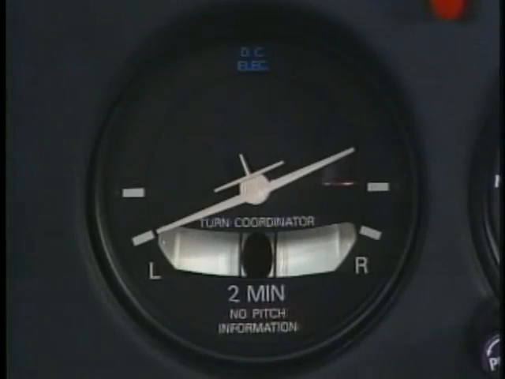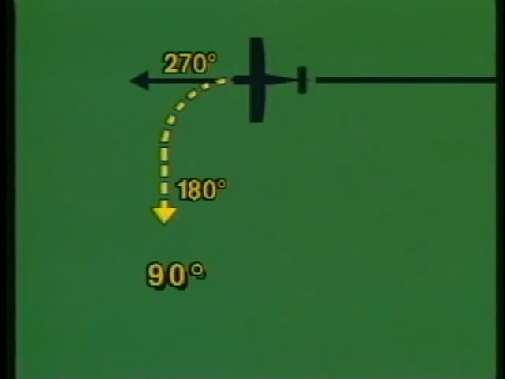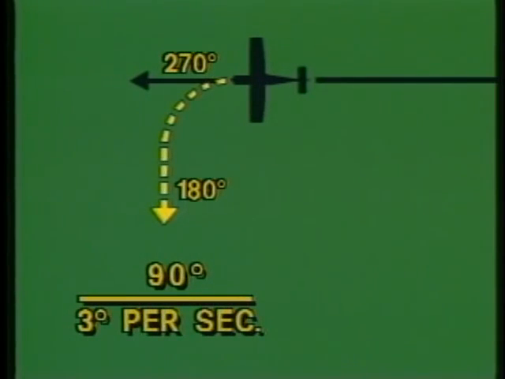Remember, with the wing aligned on the turn coordinator, your rate of turn will be 3 degrees per second. You can use this figure to calculate how many seconds it will take to turn to a new heading. For example, let's say that you are on a heading of 270 degrees and want to turn to 180. That's a heading change of 90 degrees. At a turn rate of 3 degrees per second, it will take you 30 seconds to reach the new heading.